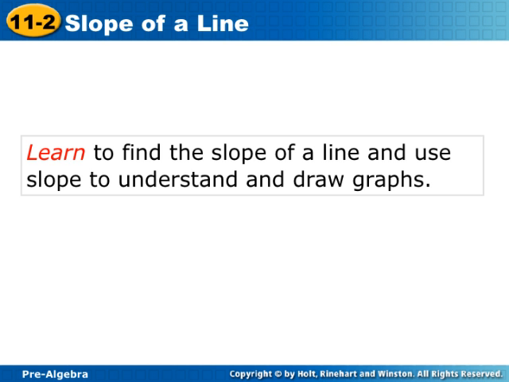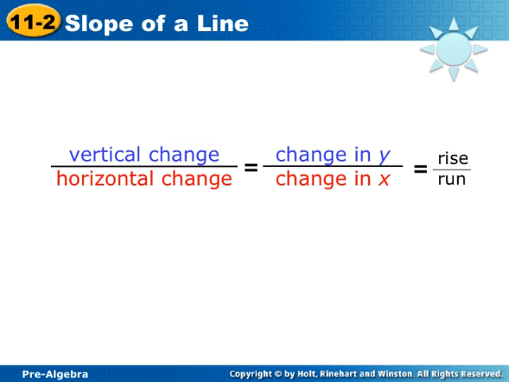Please write this down. The slope is a vertical change over the horizontal change. We are comparing how things change in the y compared to the change in x. Otherwise, we usually call that rise over run. When we're talking about rise, we're seeing how much it goes up and down, and then for the run, how much it's going right and left.